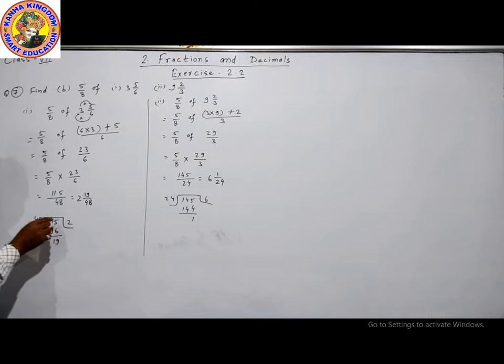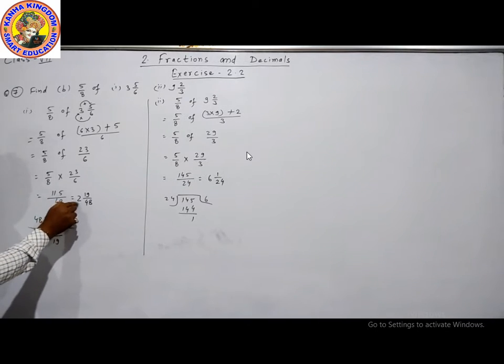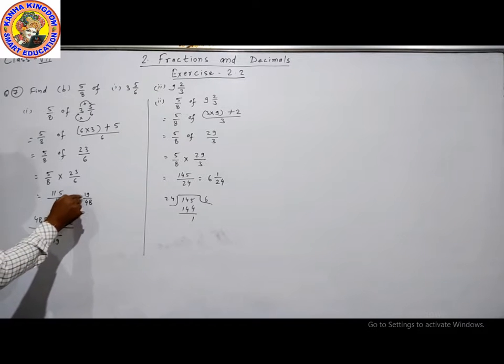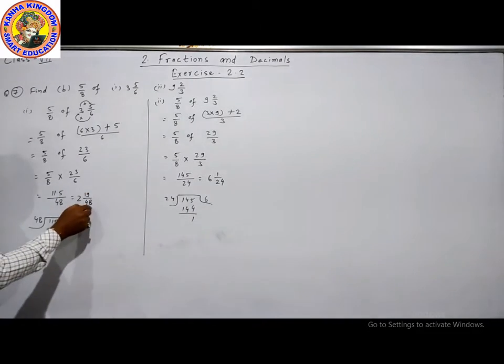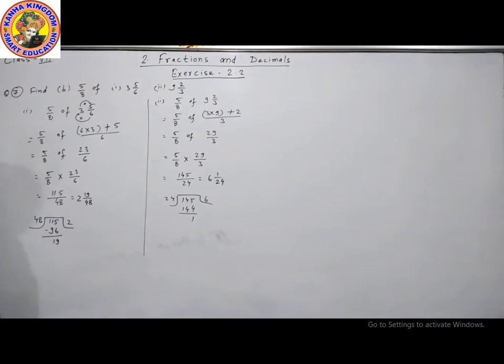Dividing 115, 2 times 96, remainder is 19. This is a smaller number, we cannot divide again. So the complete division is 2 times, remainder is 19 and divisor is 48.